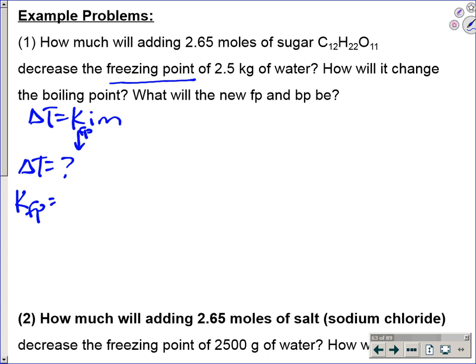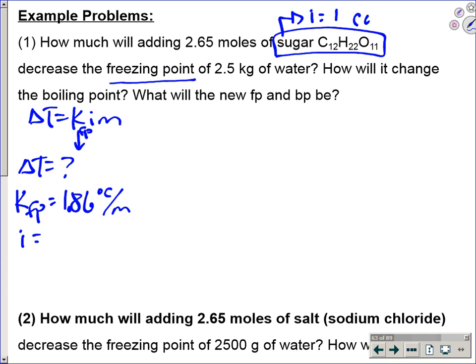K_fp is what? You just write this down. 1.86 degrees C per molal. What's the i factor for this particular question? Good, this is 1. Notice the i factor must be regarding the covalent solute. The i always talks about the solute, the K always talks about the solvent. Okay? The i is 1.